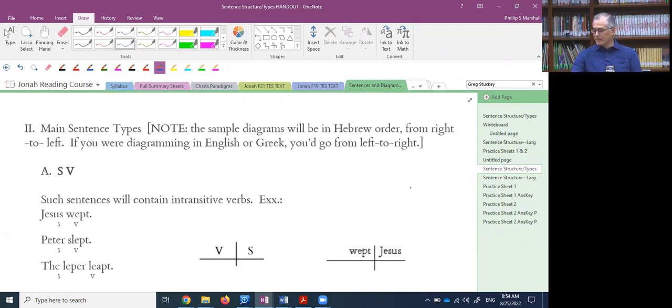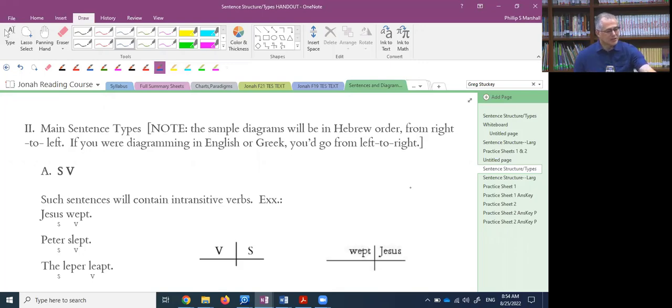Okay, so what the rest of this handout does is it gives you a typology of sentence types that you can use and think about when you're analyzing sentences. And this is going to be rather important for you when it comes to diagramming, because when you diagram, you've got a diagram with the type of sentence you have in mind.